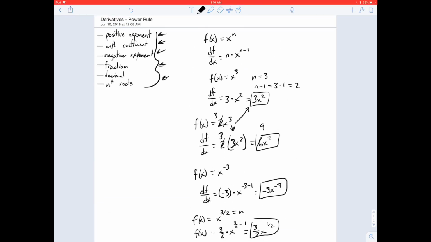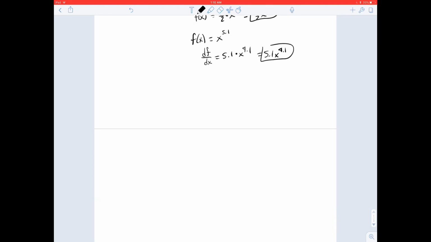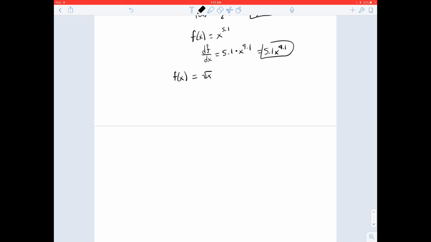The last one we have is nth roots. This one's a little harder, and the only reason it's harder is because you have to first convert the root into a fraction as an exponent. That's the only difference. So let's say we have f of x is equal to the square root of x, right? So when I say nth root, I mean something like this. This term right here is called an nth root.